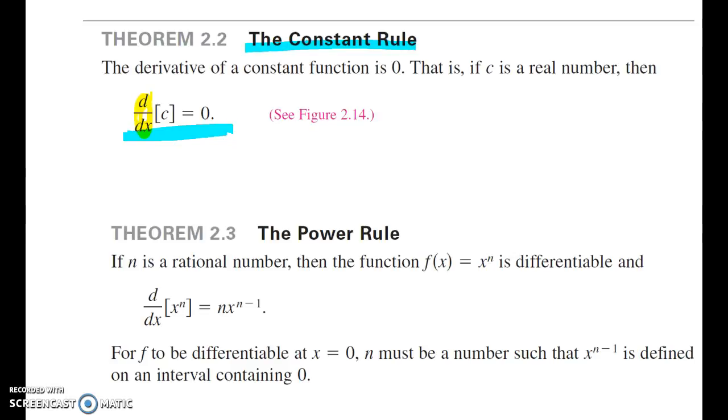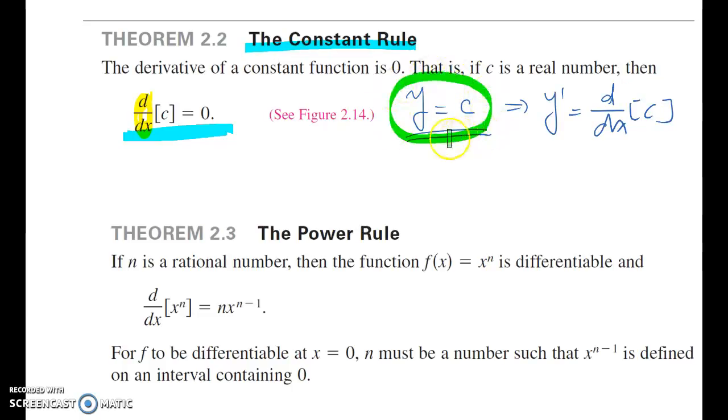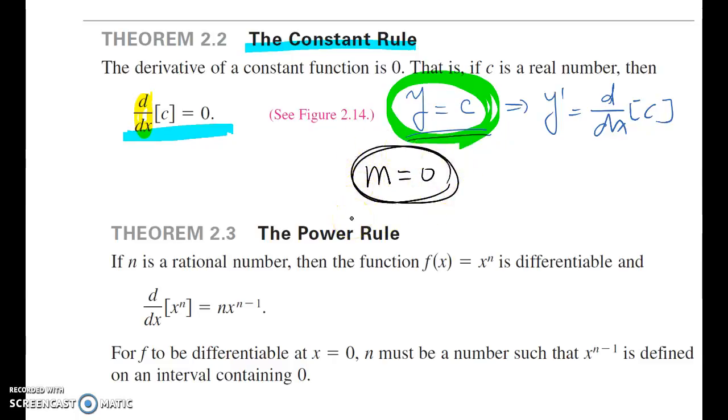This function we can also generate from y equal to any constant number. Then y prime will be d over dx of this number, right? Now, this kind of form always generates a horizontal line. What's the slope for any horizontal line? Yes, m is always equal to 0. Therefore, the derivative of a constant must be equal to 0 here.